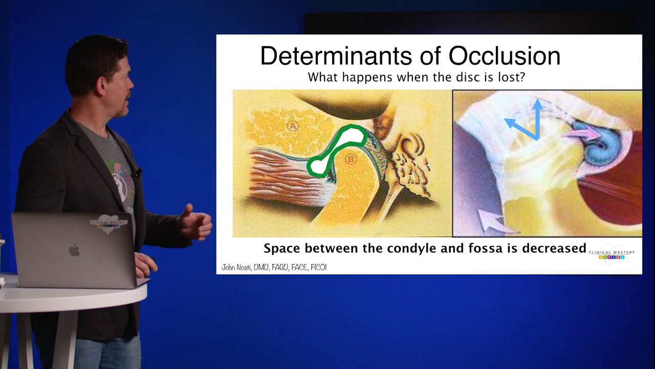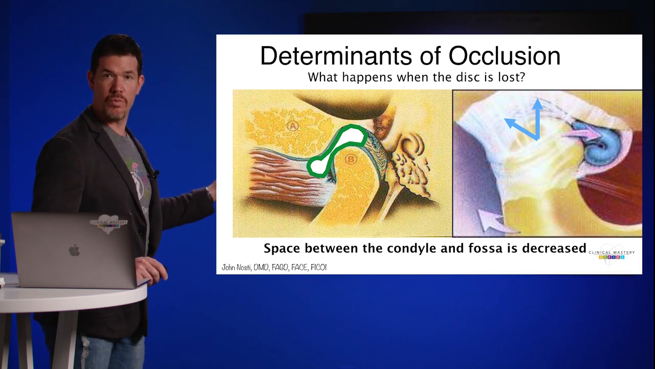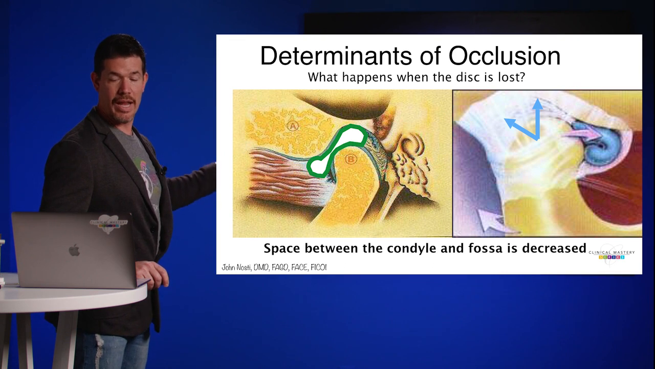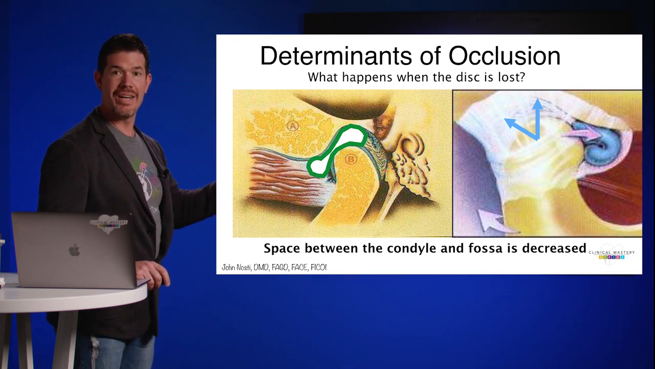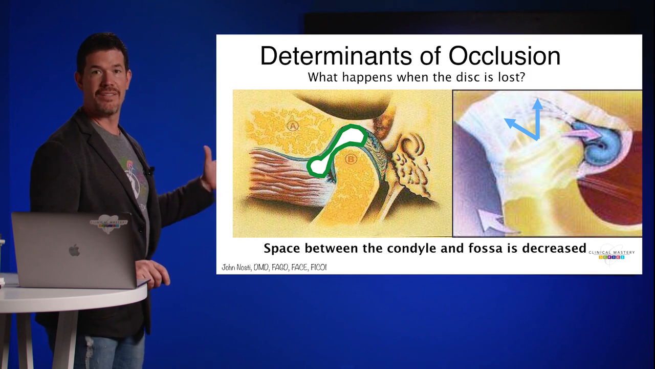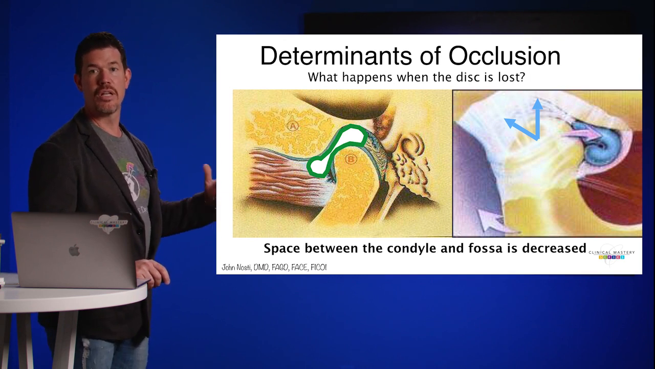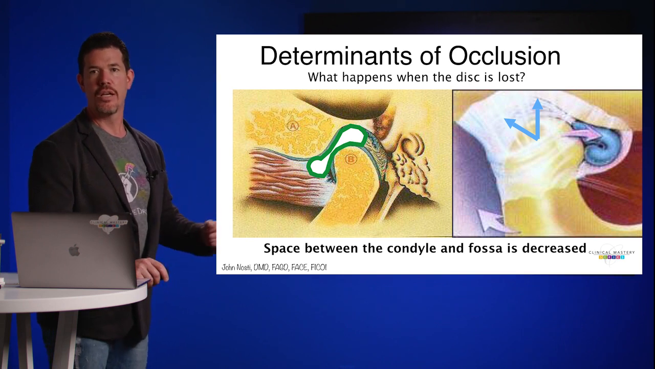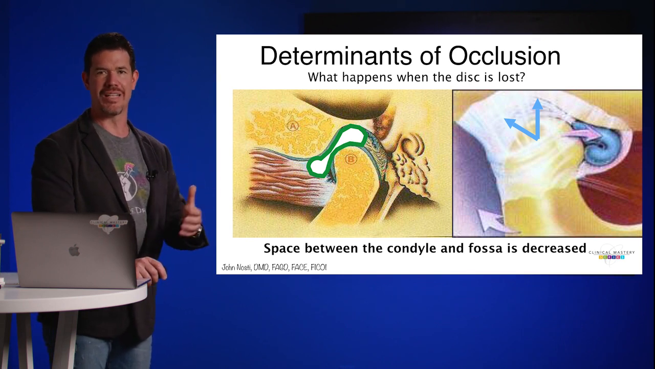So we can see here on one side of the screen, going back, we have the normal healthy joint and we have the disc outlined in green. Now, next to this, we have the disc completely out of position. This disc is anteriorly displaced. You might have heard this termed an anterior disc displacement.